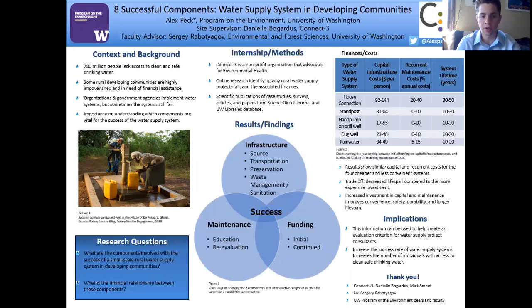So that leaves an importance on understanding which components are vital for the success of the water supply system to overall increase access to clean, safe drinking water across the globe. So that leads me to my research question: what are the components involved with the success of a small-scale rural water supply system in developing communities? And also I wanted to find out what are the associated relationships to finances between those components.